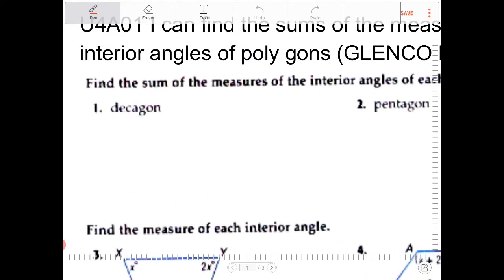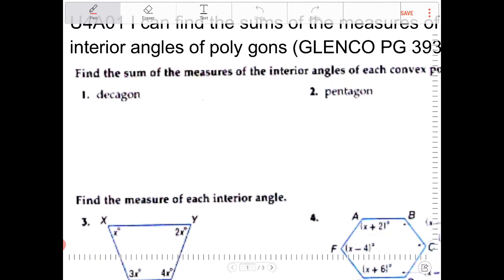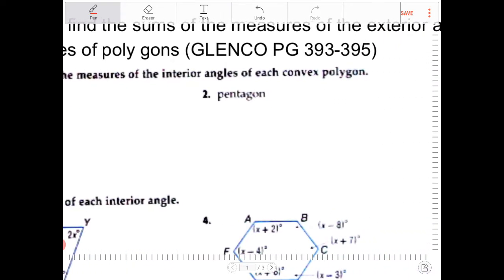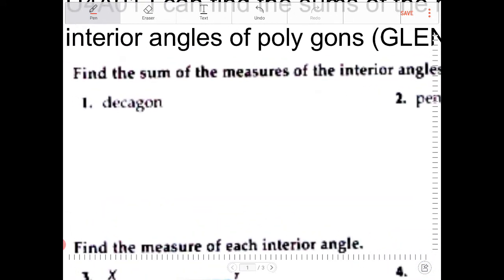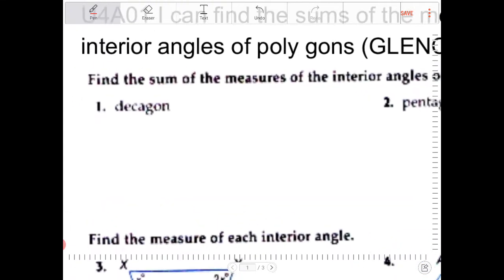So this right here is a decagon, and notice that it says convex, which means all the angles are going to remain under 180. We have convex versus concave, right? It didn't specify whether or not this is a regular decagon, and that really doesn't matter because the sum of the interior angles can be found by using the following formula.